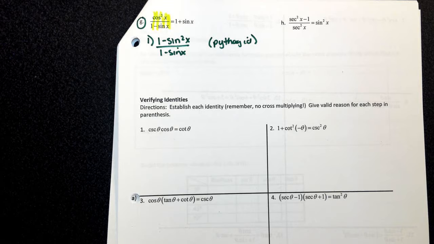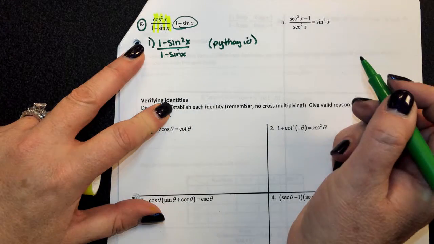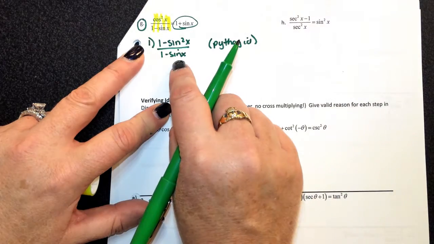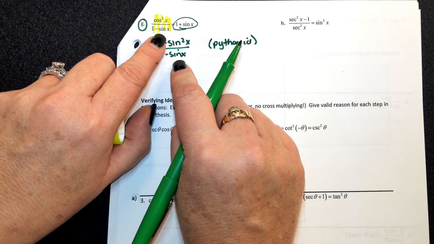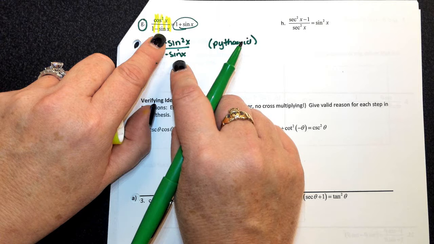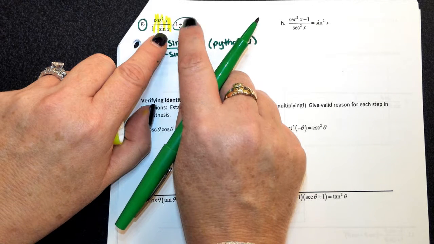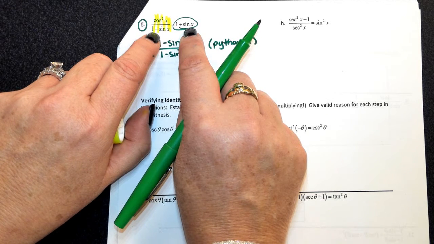Now, look at where you're trying to get to. You're trying to get to somehow, some way, a 1 plus sine x. How the heck do I get to a 1 plus sine x from this mess? Well, look at this denominator that I have. It would be really nice if somehow, some way, I can cancel out this denominator of 1 minus sine x. Look at the relationship between this 1 plus sine x and 1 minus sine x.